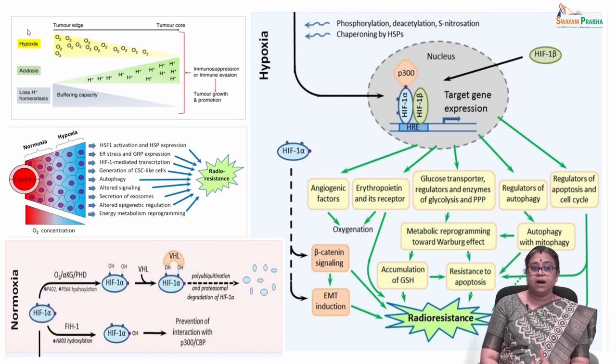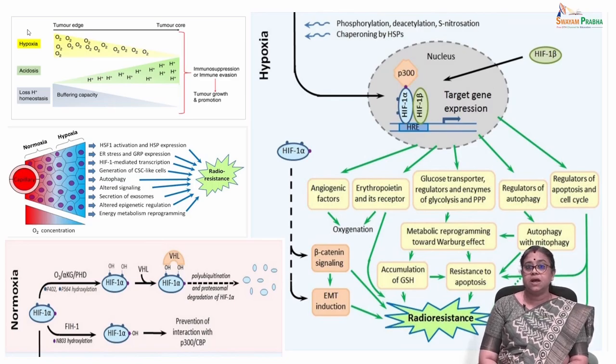Similarly, a hydroxyl group can be added at the 803rd position, which will also alter the conformation of HIF-1 alpha in such a way that it prevents its interaction with the P300 and CBP transcription factors. This is what happens in the normoxic situation, where the VHL protein is able to bind to HIF-1 alpha and degrade it.